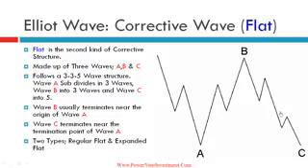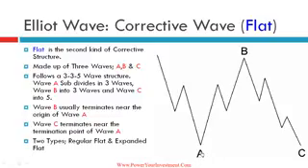Now, there are basically two types of flats. One is the regular flat and one is the expanded flat. The one you're seeing on the screen right now is the regular flat. Now, how do you differentiate between a regular flat and expanded flat? In a regular flat, wave B usually terminates around the origin of wave A. Similarly, wave C terminates around the origin of wave A.